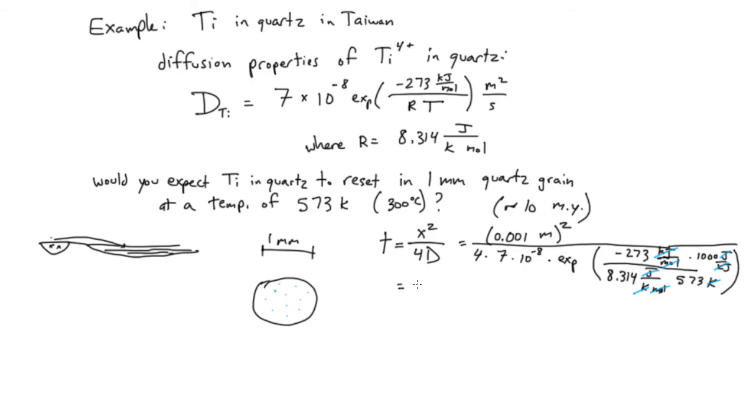We get about 2.8 times 10 to the 25 seconds, which is about 8.8 roughly times 10 to the 11 million years. Okay, so a huge number, huge time, older than the Earth. So the answer here would be no. We would not expect the titanium and the quartz to reset.